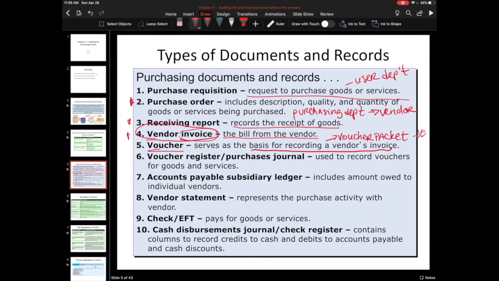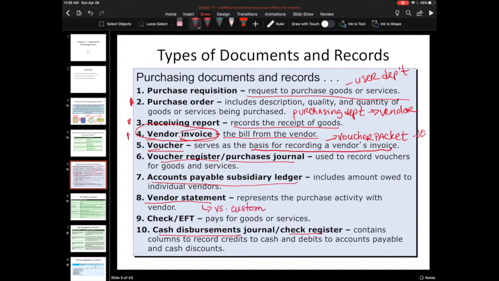And then we have all these subledgers here, right? So we have the purchases journal or the voucher register, right? So we're going to record the purchases there. Then the AP subledger, and then also remember the cash disbursements journal or check register will be our subledger to record the cash going out. And then lastly, we have the vendor statement. So this is just on the purchasing side.